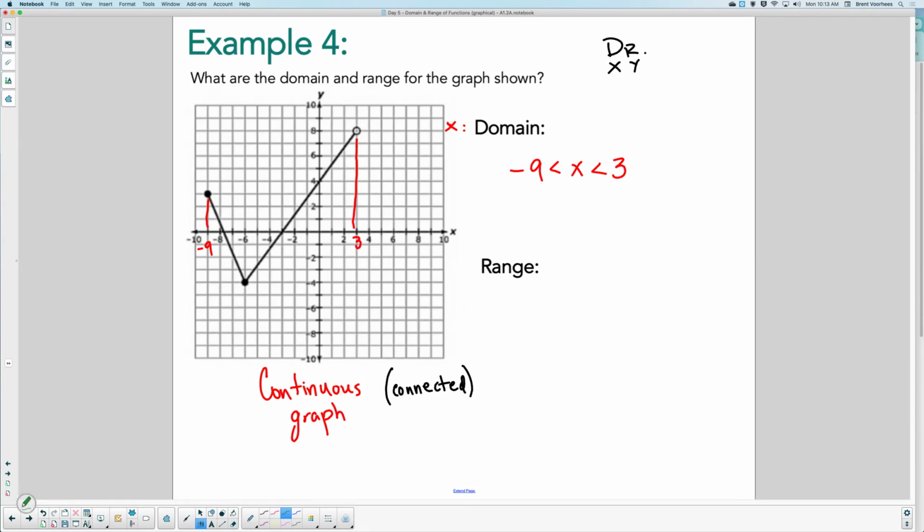Now, technically, we're not done. We need to talk about more ink or less ink on a continuous graph. Does this symbol here have more ink or less ink? More ink. So what does it mean if it has more ink? You put the line under your symbol with the -9. Now tell me about this symbol. This one has less ink. So what does it mean if it has less ink? You don't put the line.